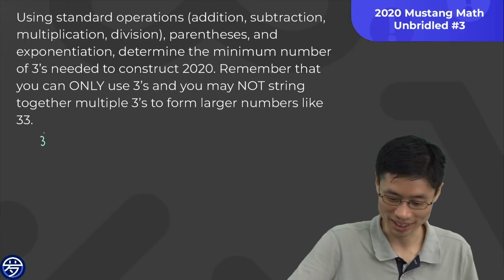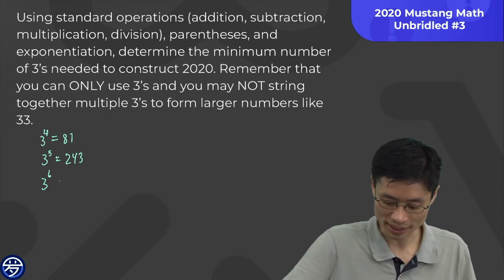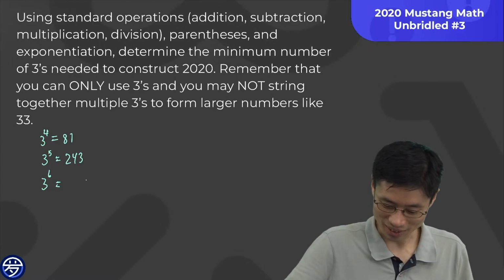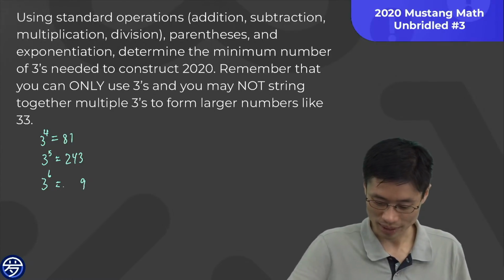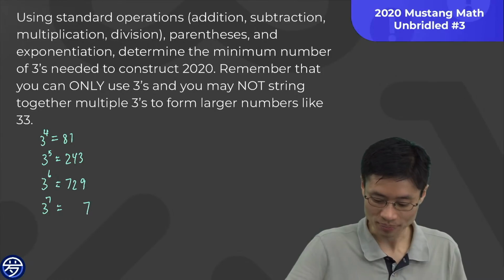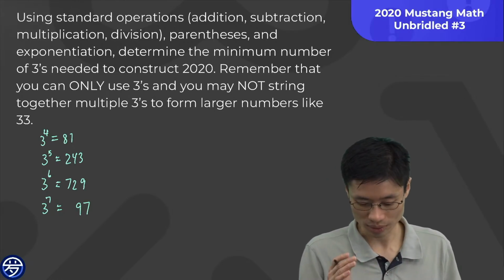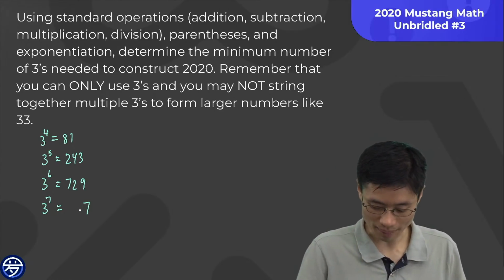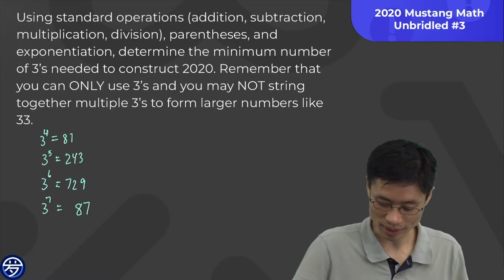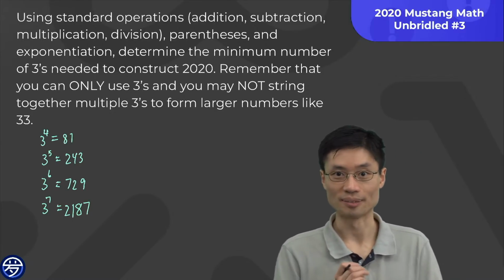We saw up to 3 to the power 4 was 81. 3 to the power 5 was 243. And 3 to the power 6 is 3 times that. 3 times 3 is 9, 3 times 4, oh yeah, I know this one, 729. Then 3 to the power 7. Let me compute: 3 times 9 is 27, 3 times 2 is 6, plus 2 is 8. And then 2187. Oh, that looks pretty close to 2020 already.